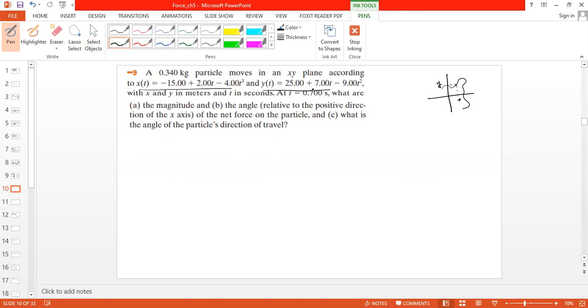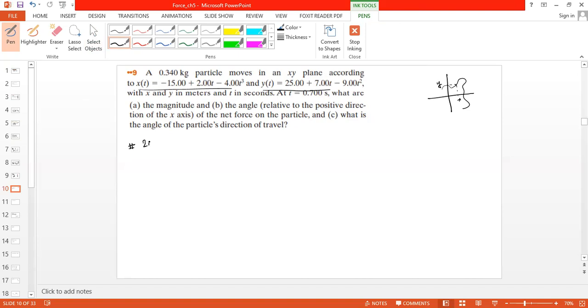Now, what I have to do, I have to find out the acceleration. What are the magnitude and angle of the net force on the particle? I have to find out the net force at time t equal to 7 seconds. So let's see what net force actually means.